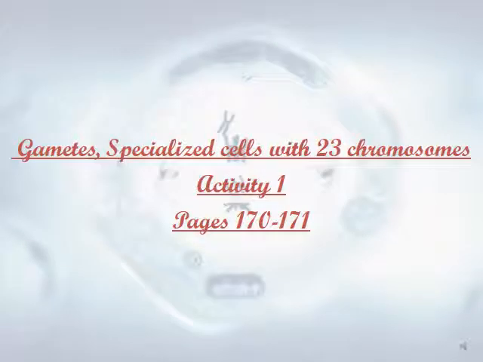Okay, let's move to gametes, specialized cells with 23 chromosomes. Activity 1, pages 170 and 171. Let's move now to meiosis.